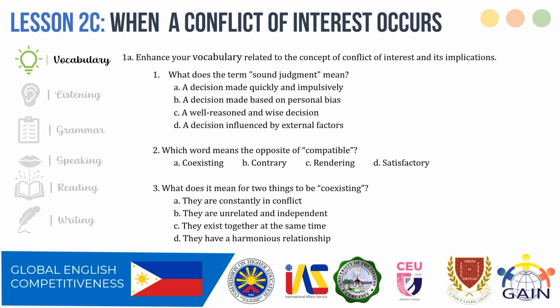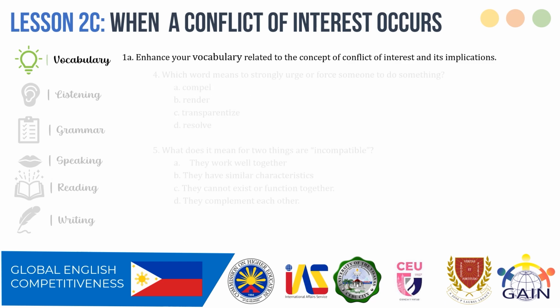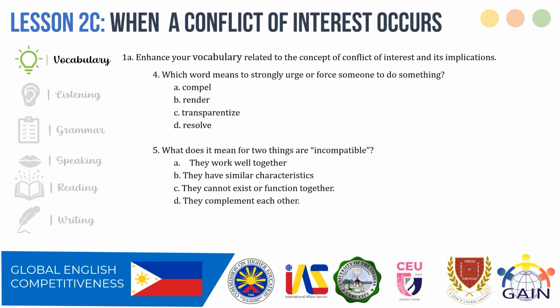Let's begin the lesson with a vocabulary activity. Read each question carefully and choose the letter of the correct answer. Pause the video to start answering items number 1 to 3. Continue answering items number 4 and 5. Here are the correct answers.